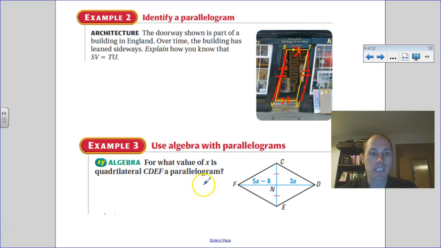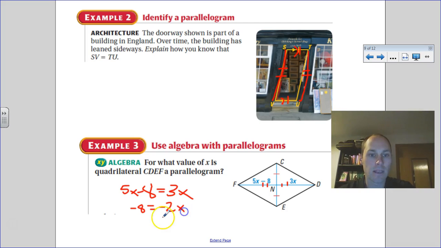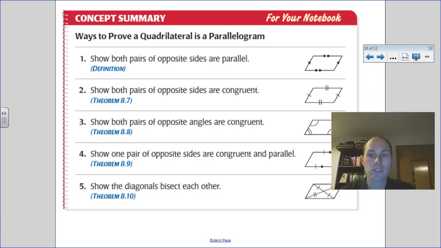Next, we have quadrilateral CDEF. For what value of x makes this a parallelogram? Well, if it's a parallelogram, diagonals will bisect each other. So we would know that 5x minus 8 would equal 3x. If that's equal, we solve the equation, subtract 5x from both sides. I get negative 2x. Divide by negative 2, x is 4. If x is 4, 5 times 4 is 20, minus 8 is 12. 3 times 4 is 12. Those are equal.